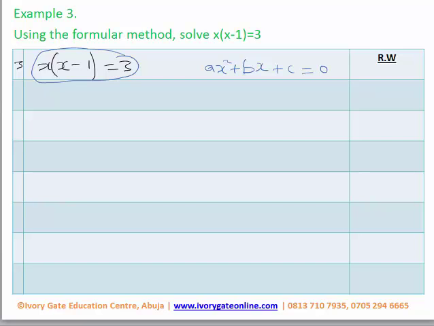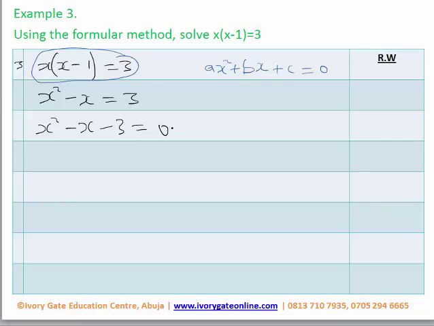Okay, so we shoot on. Here we know what to do. x into x minus 1. Opening the bracket, we have x times x, x squared, then x times minus 1, minus x, is equal to 3. Then this gives us x squared minus x. This 3 that is on the right hand side, we need to make it come over to this side. Crossing over the sign of equality, it becomes minus 3 is equal to 0.